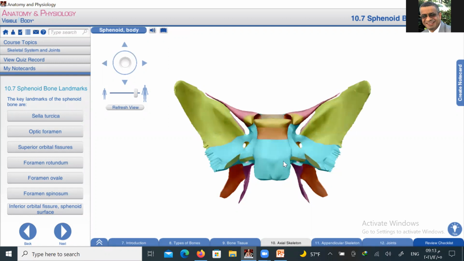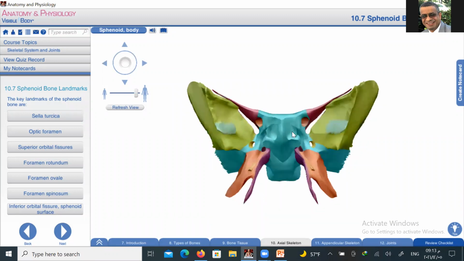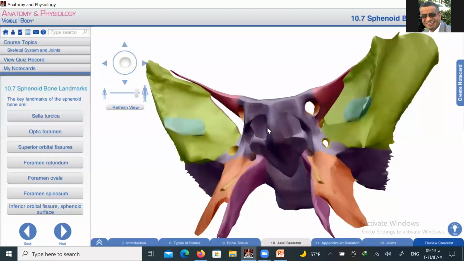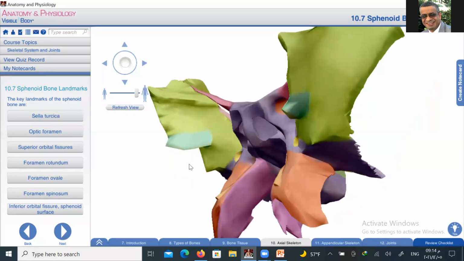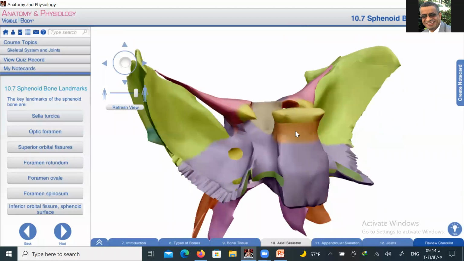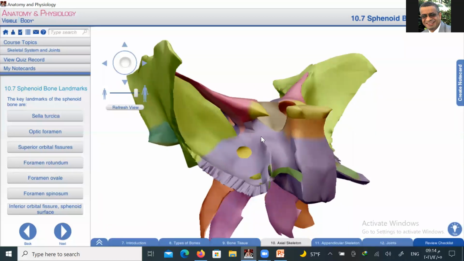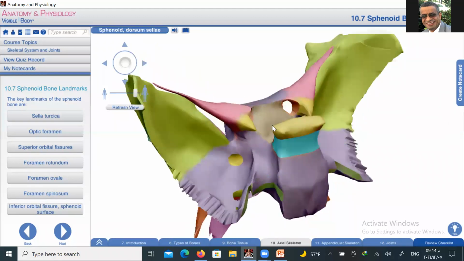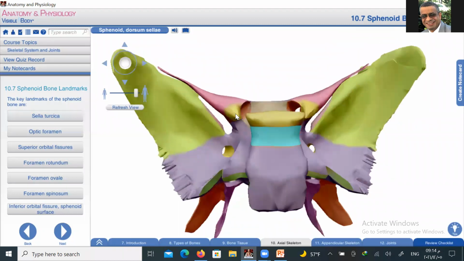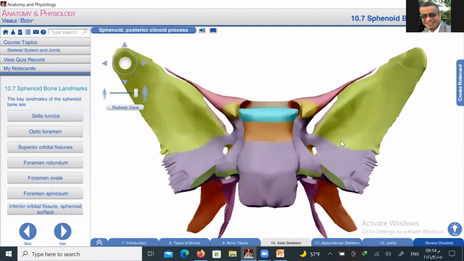So the sphenoid body is cubical in shape and contains air cells anteriorly. These are the air cells, separated by a septum and connected to the ethmoid air cells and then to the nasal cavity. The sphenoid body contains superiorly the sella turcica, and this is the dorsum sellae, and this is the chiasmatic groove and the tuberculum sellae. These are the anterior clinoid processes, and these are the posterior clinoid processes. Okay.